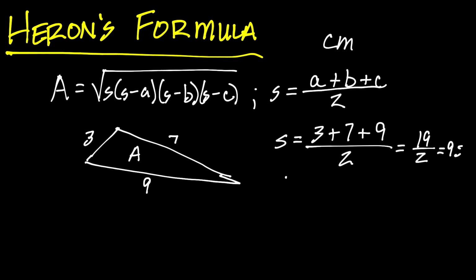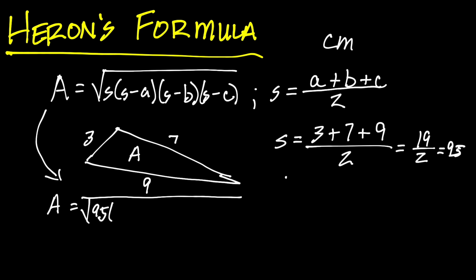I need to scooch this just a smidge. So, going up to the area formula, we'd say, all right, we have area is the square root of S, which is 9.5, times S minus A, and it doesn't matter which side is A. Say this one is A. So 9.5, put a decimal there, minus 3 times 9.5 minus 7. We'll say this one is B. And then we'll say this guy must be C. So 9.5 minus 9.